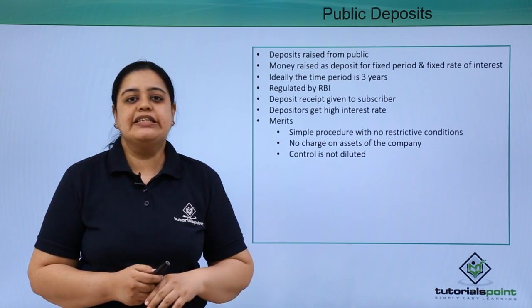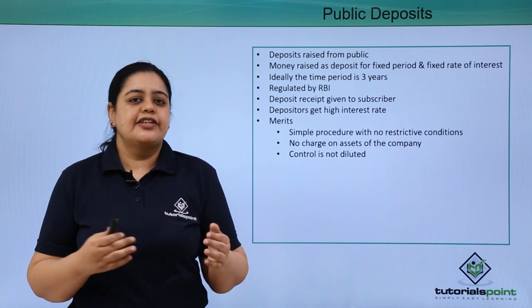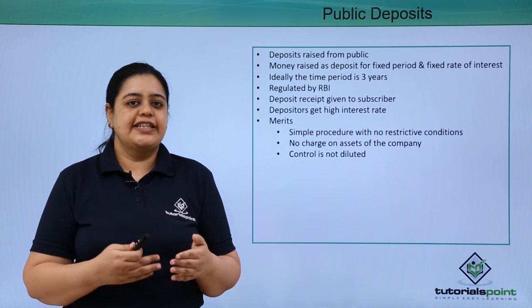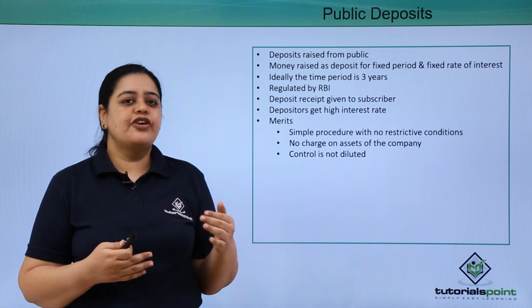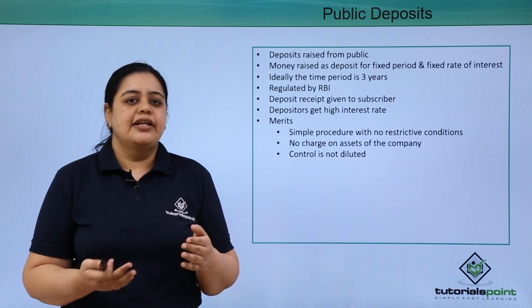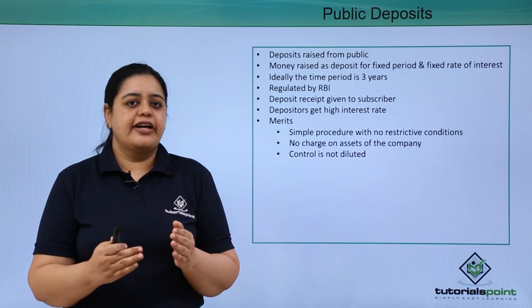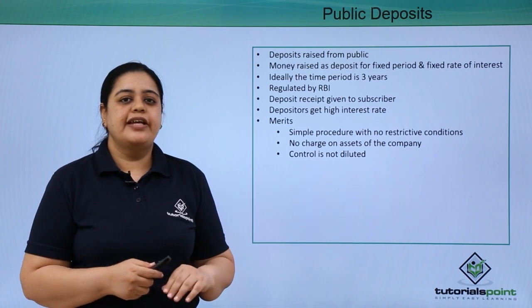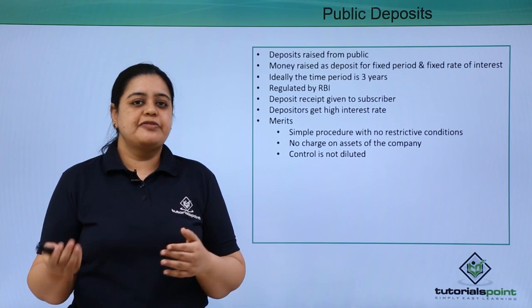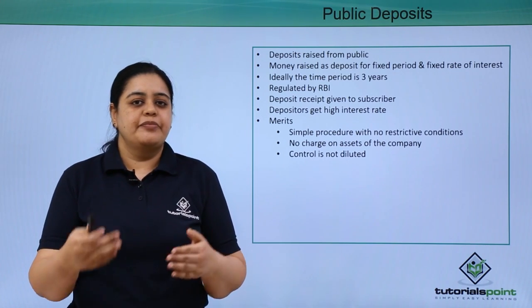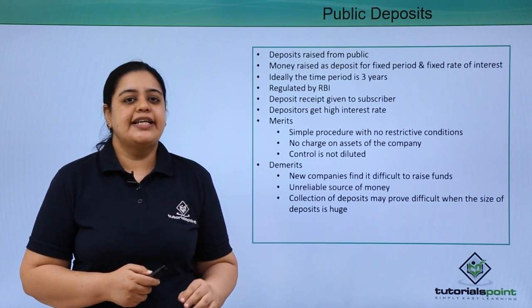Now there is no charge on the assets of the company. Again, for public deposits, the assets are not kept as collateral. So the funds received by the company are without any collateral, without any charge on the assets, and hence the companies are free, they don't have any tension in this regard, and they are freely able to go for this particular source of finance. Now the control is not diluted, because a public deposit doesn't give control to the people who are subscribing for it.